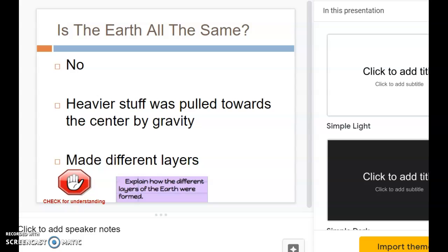But before we do that, we're going to need to check for understanding again. So I want you to pause your video in just a second and answer the question. Explain how the different layers of the Earth were formed. So you should be able to explain that. Remember, put it down in your speaker notes box or on the side, wherever you want to put it, as long as you answer it. So pause the video and answer it now.